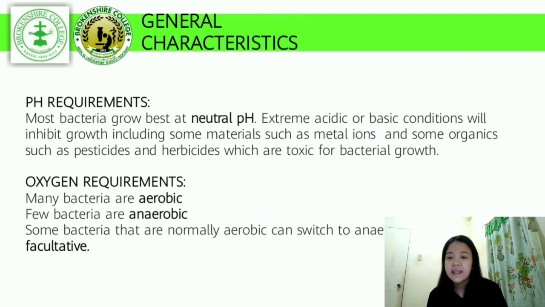So next is the oxygen requirement. We have three. Mainly, bacteria are aerobic. Aerobic means they require free or dissolved oxygen in their aquatic environment. Few bacteria are anaerobic. When we say anaerobic, it means they can exist and multiply in an environment that lacks oxygen.